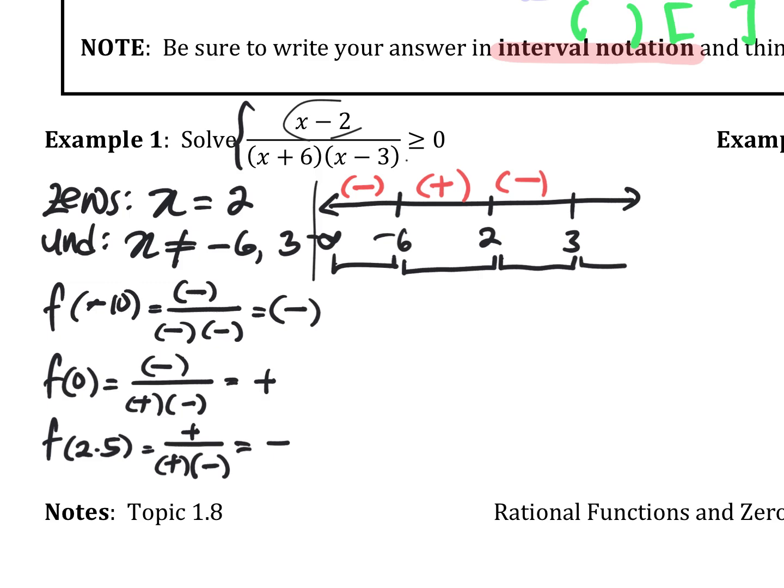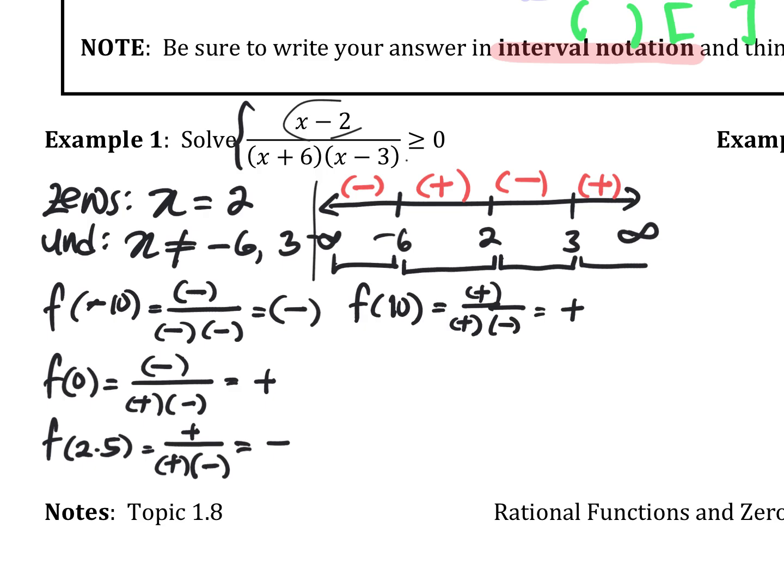For this interval, 3 to positive infinity, maybe I'm going to get 10, f of 10. Okay, so that's going to be 10 minus 2. It's going to give me a positive on top. Okay, then the 10 plus 6 is still positive. And then 10 minus 3 is still positive. Conclusion, I have positive in here. So for this interval, it's positive.